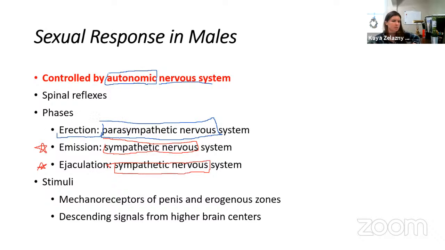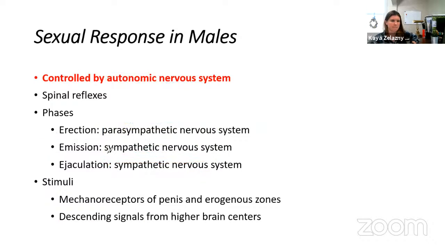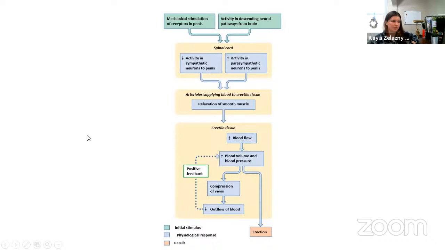And the stimuli for the sexual response are going to be mechanoreceptors of the penis and other erogenous zones, so sensations of physical touch, as well as some neural input from the brain, so what you're thinking, what you're seeing, what you're feeling. Okay. So that's the part that's descending from higher brain centers. Okay. So the flow of this process would look something like this. We begin with mechanical stimulation and your thoughts, right? So activity coming from neural pathways in your brain.